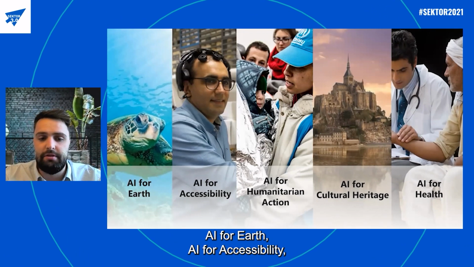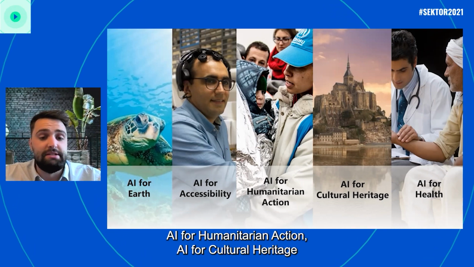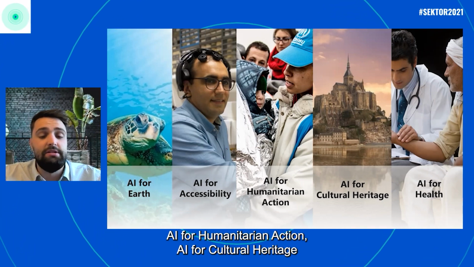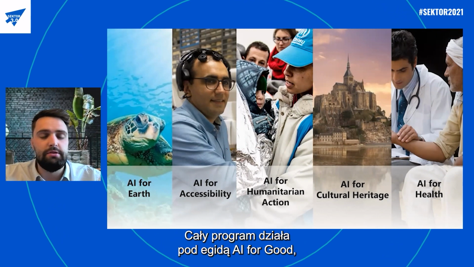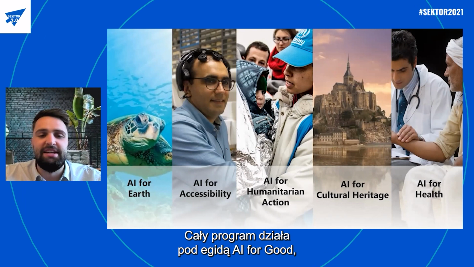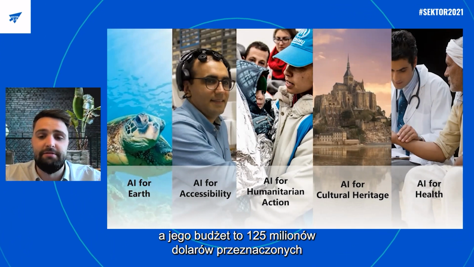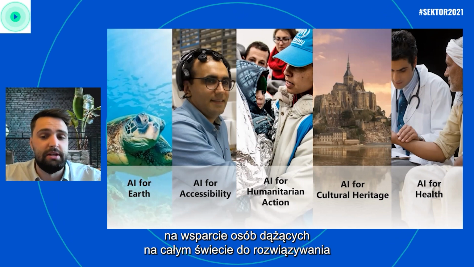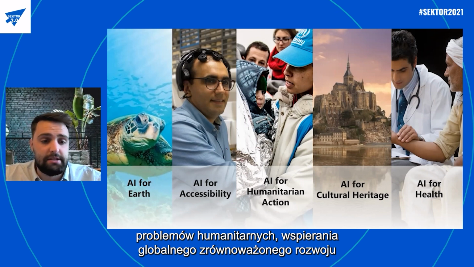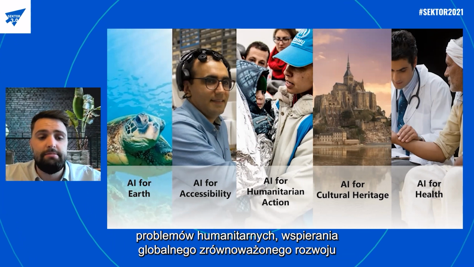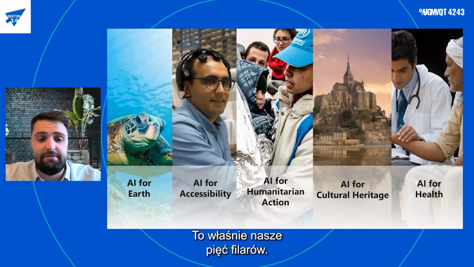There is AI for Earth, there is AI for accessibility, AI for humanitarian action, AI for cultural heritage, and AI for health. And the overall umbrella phrase is AI for Good, and it's a 125 million commitment to empower those working around the world to solve humanitarian issues, advance global sustainability, and amplify human capabilities as well. So these are the 5 pillars.